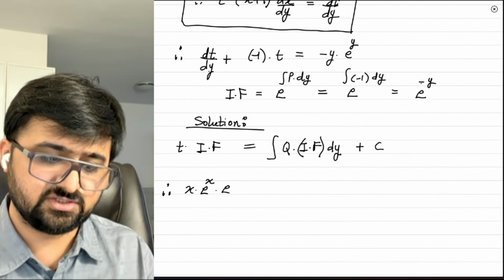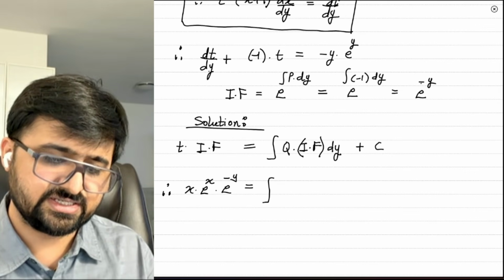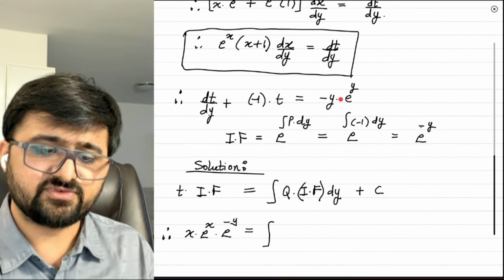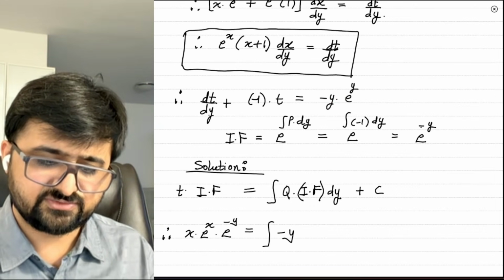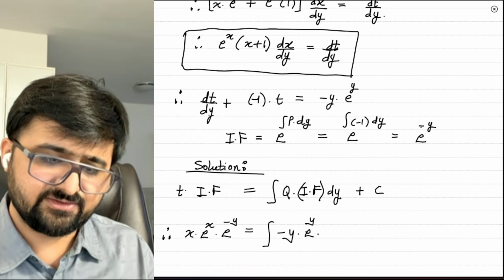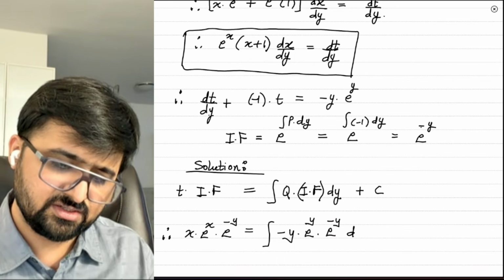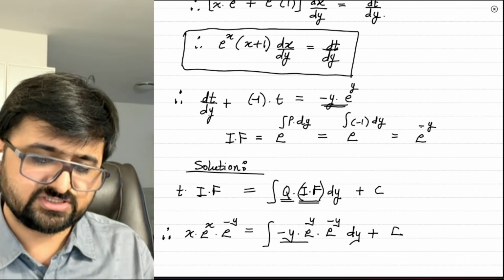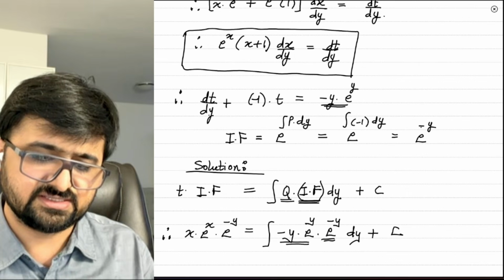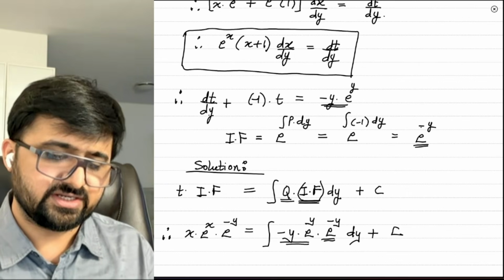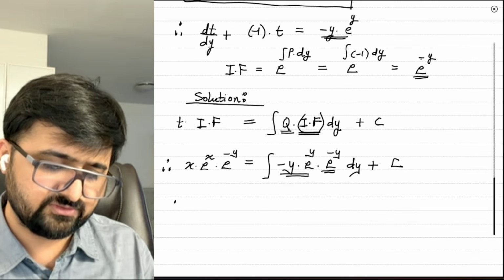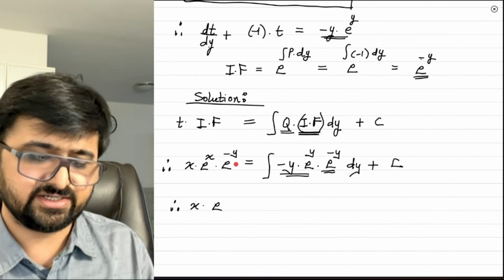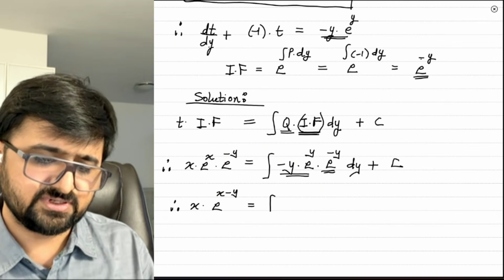The integrating factor is e to the power minus y, equal to the integration of Q into the integrating factor. What was Q here? Q is minus y into e to the power y. So minus y into e to the power y, into the integrating factor e to the power minus y dy plus c. So we just substitute the values from here. All right, now let's quickly write it down. We have x into e to the power, and since the base is the same, the powers get added, so this becomes x minus y, equal to the integration of.